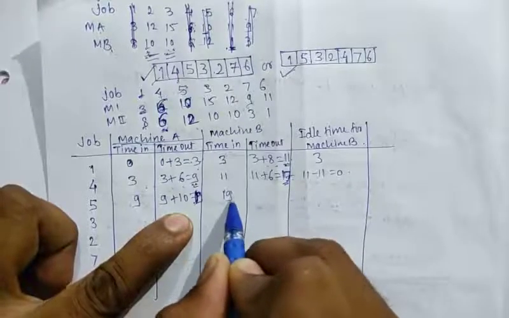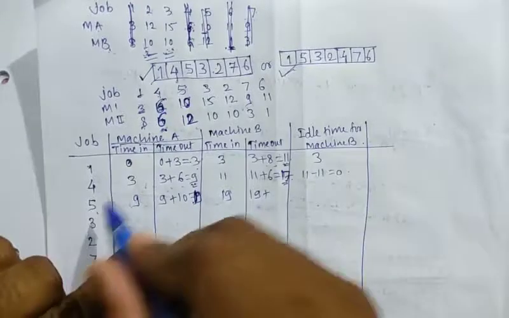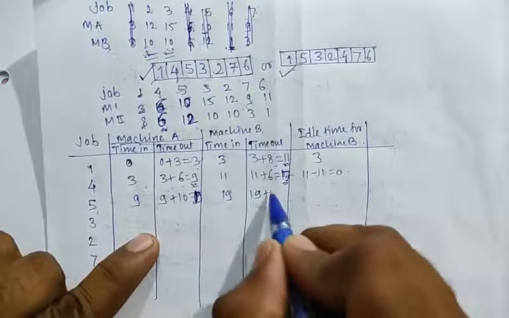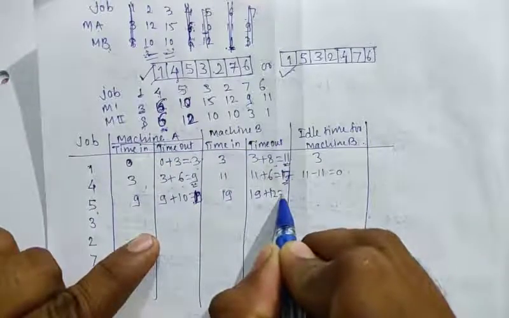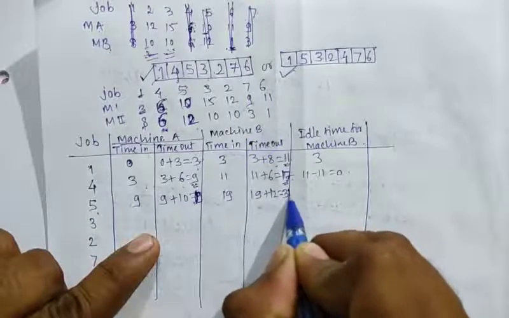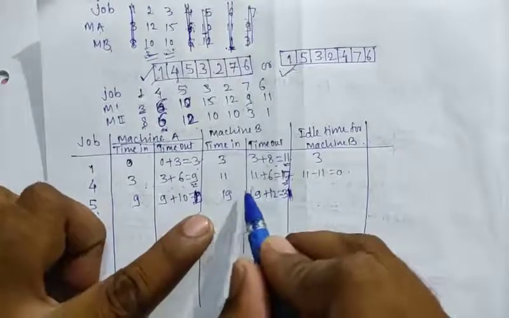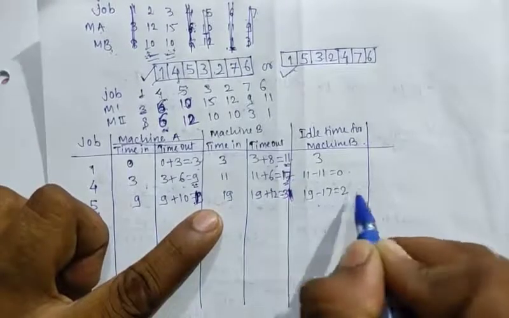Okay, so 19. So 19 plus, for the fifth job, machine M2 takes 12 hours. So 19 plus 12, which is equal to 31. Okay, so here the idle time for the machine is 19 minus 17, which is equal to 2 hours.